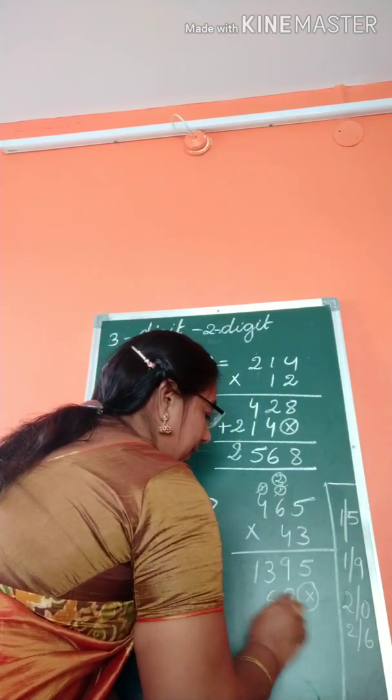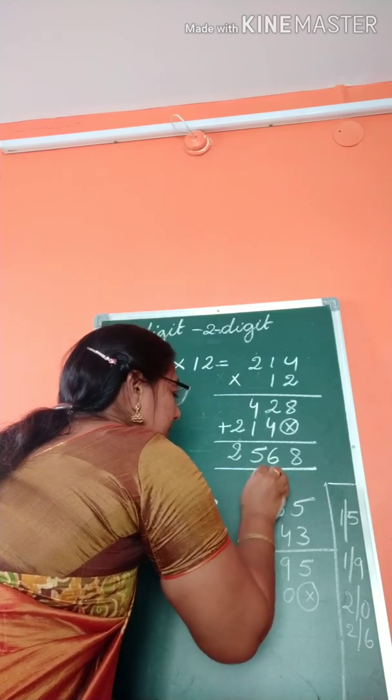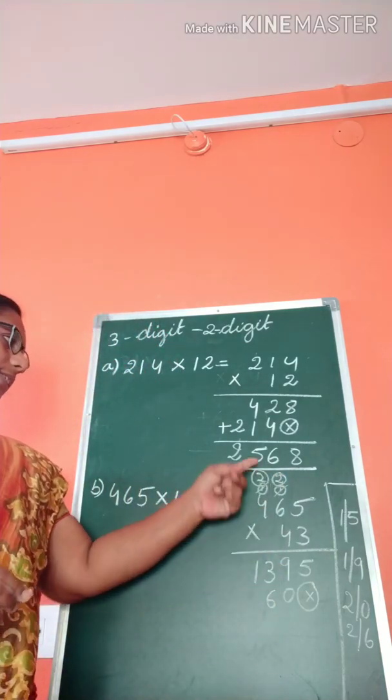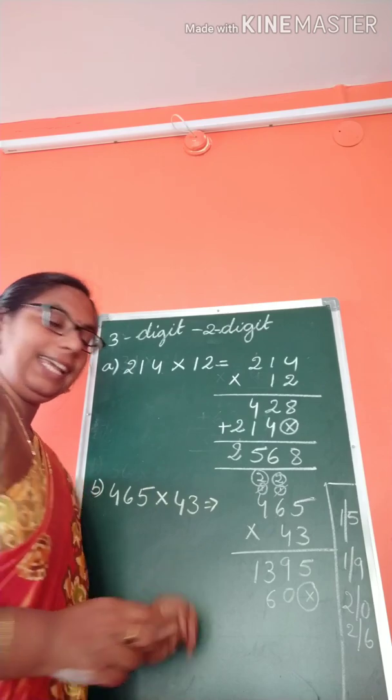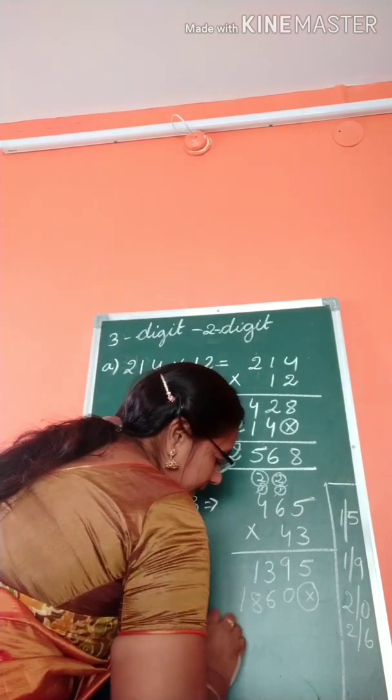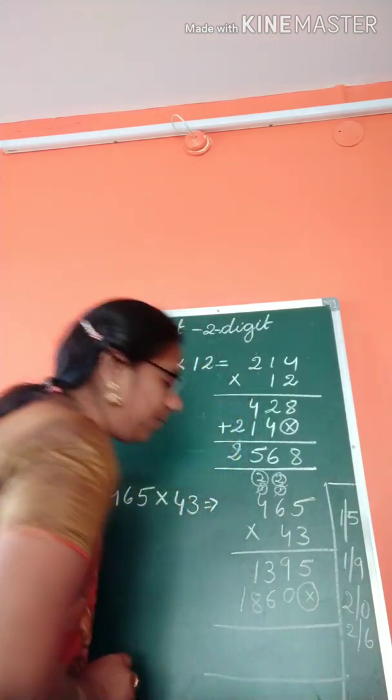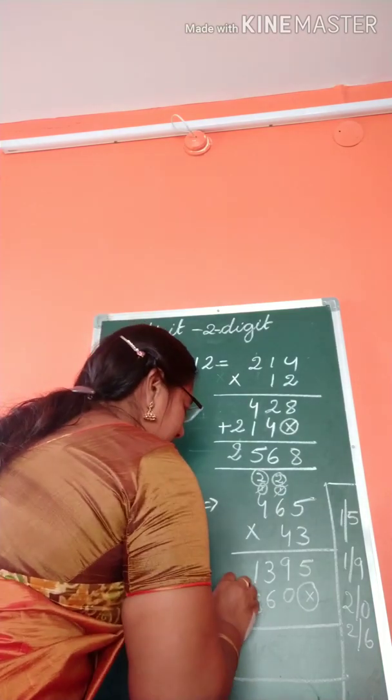6 will be written down and 2 should be carried to the next place, that is hundreds place. 4 4s are 16 plus 2, 17, 18. So 18 should be written down. Now what we have to do? We have to add both the numbers.